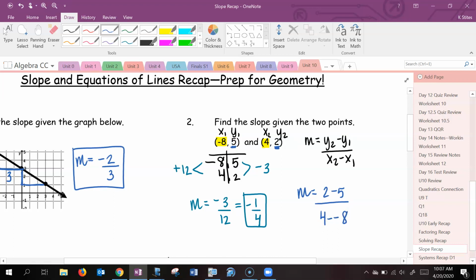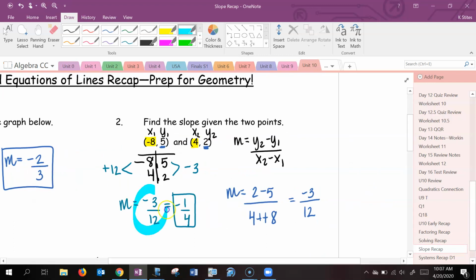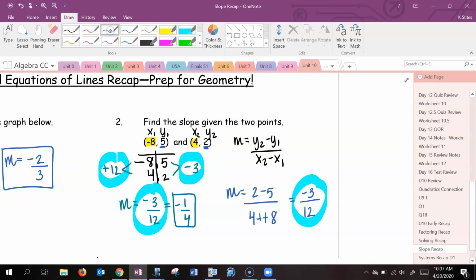And then you can use your calculator to evaluate if you'd like. This is going to become a plus plus. That's why we have a 12 on the bottom. 2 minus 5 is -3. You'll notice you'll get the exact same thing as we had before. See this -3 over 12, but you will want to reduce this to -1/4. Okay, so again, that is your slope.